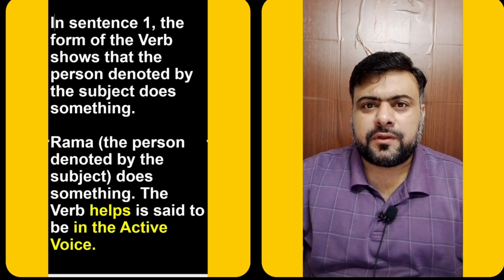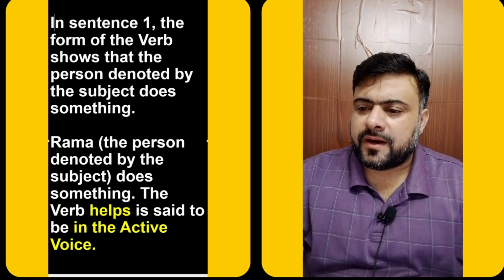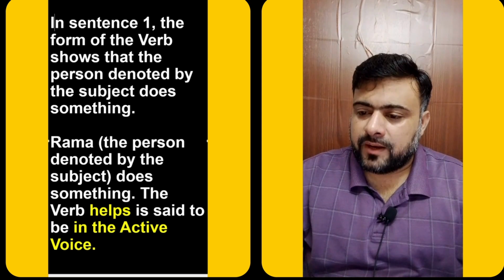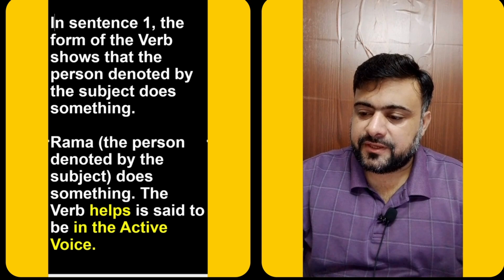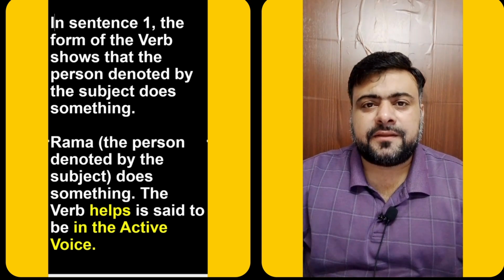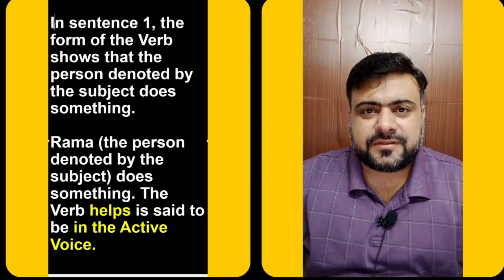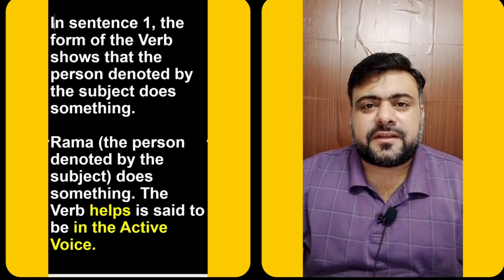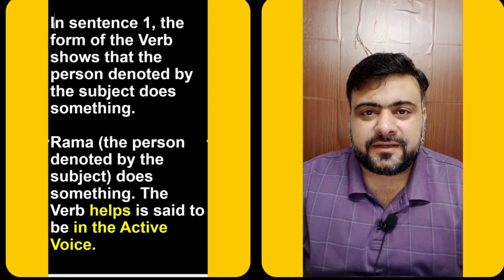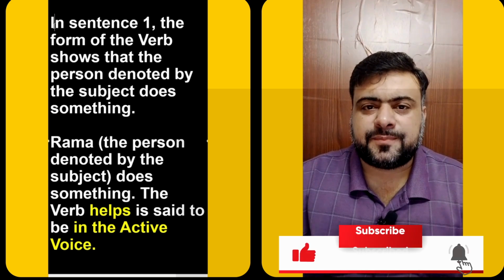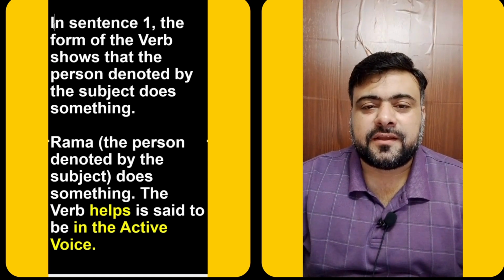In sentence 1, Rama helps Hari, the form of the verb shows that the person denoted by the subject does something. Rama, the person denoted by the subject, does something. The verb helps is said to be in the active voice. In the first sentence, Rama, which is the subject, does something. Rama, the subject, is the doer of the action that is shown in this sentence.